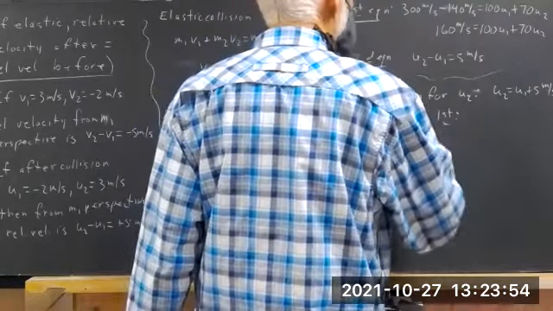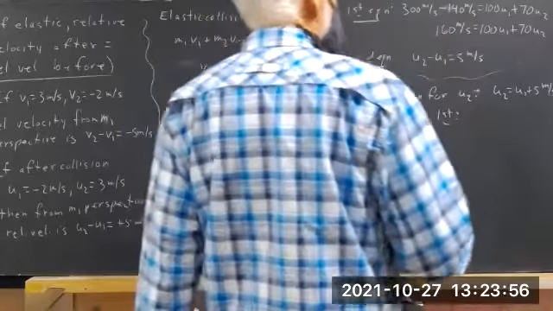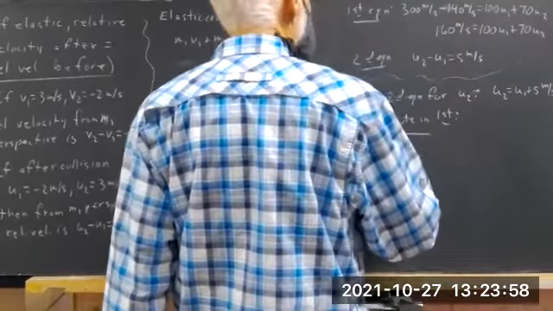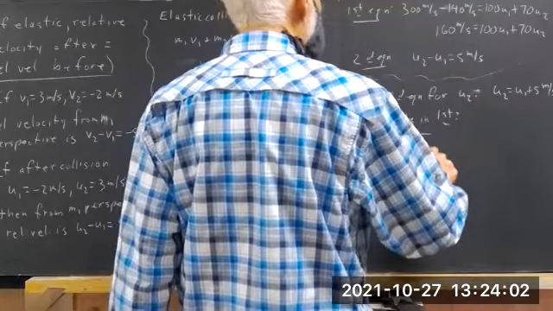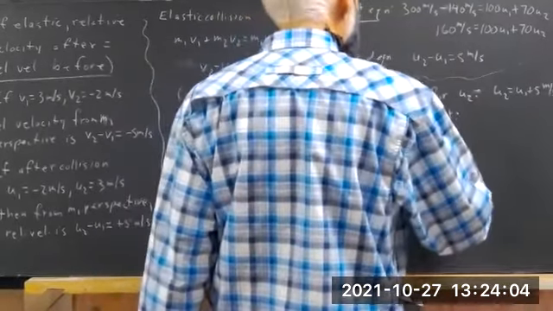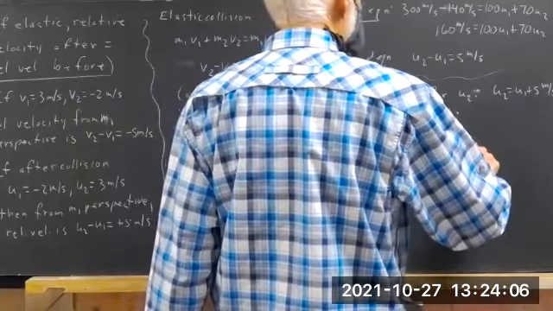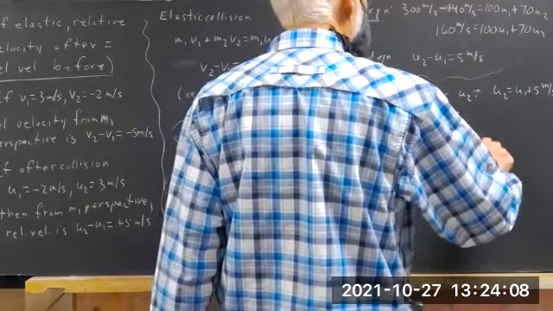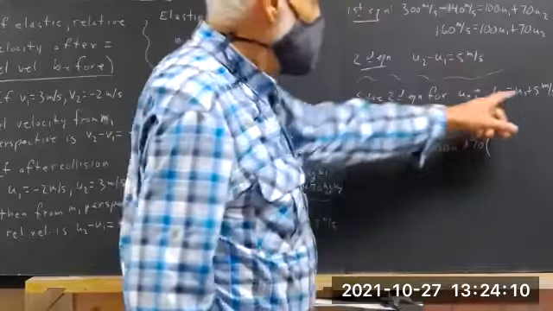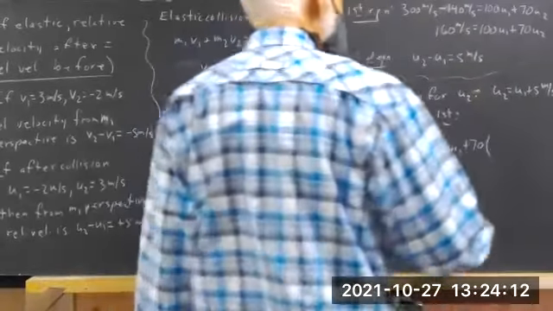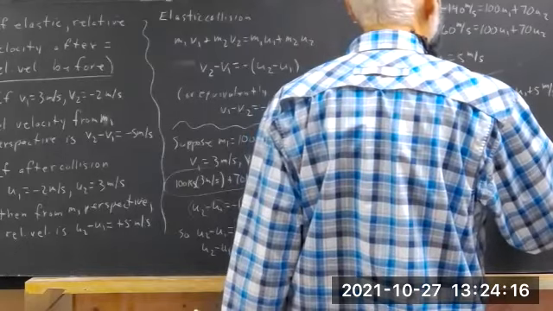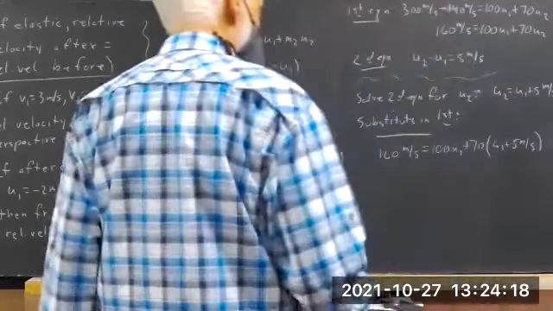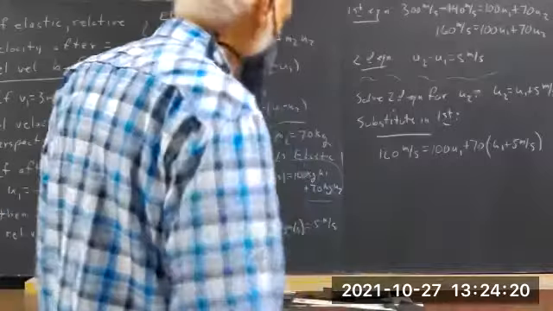Substitute in the first equation, and you get 160 meters per second equals 100 U1 plus 70 U2, where U2 is U1 plus 5 meters per second. And you just turn the crank.